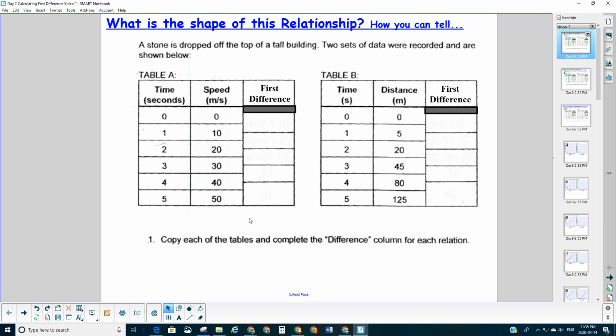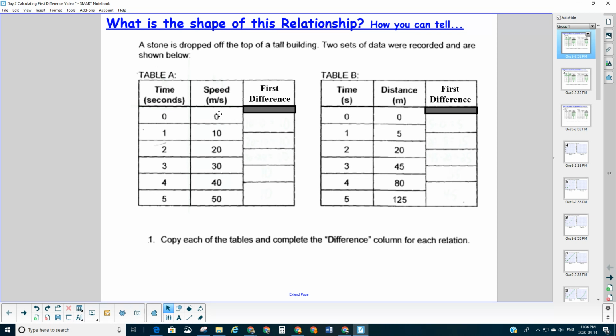One of the things you'll probably notice is the pattern that's going on here. You see at 0 seconds, it's 0 speed. 1 second, it's 10 meters per second. 2 seconds, it's 20 meters per second. At 3, it's 30, and so forth. It's a very predictable pattern. What we're going to do is investigate the rate of change, how the speed changes every second.